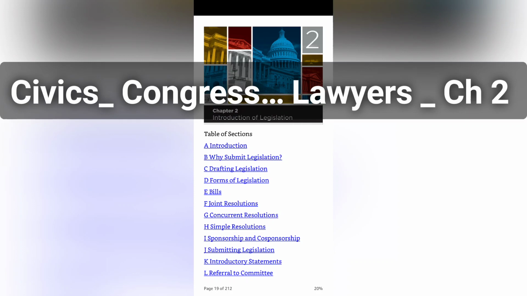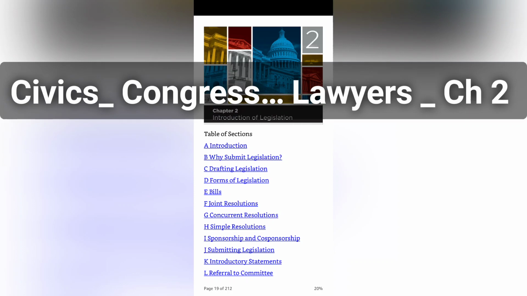Chapter 2, Section G, Concurrent Resolutions. Concurrent resolutions, in order to take force, must be adopted by both chambers with identical language. They do not go to the President and do not become law. Concurrent resolutions are best described as an expression of the will of the Congress. In fact, some concurrent resolutions express the sense of the Congress on something. The resolution states it is the sense of the Congress that, and lists one or more expressed opinions.